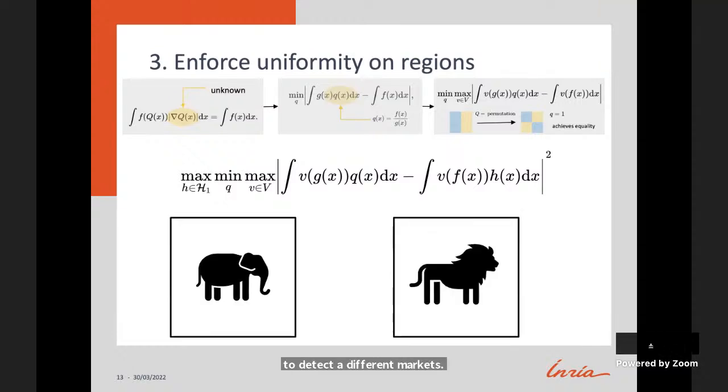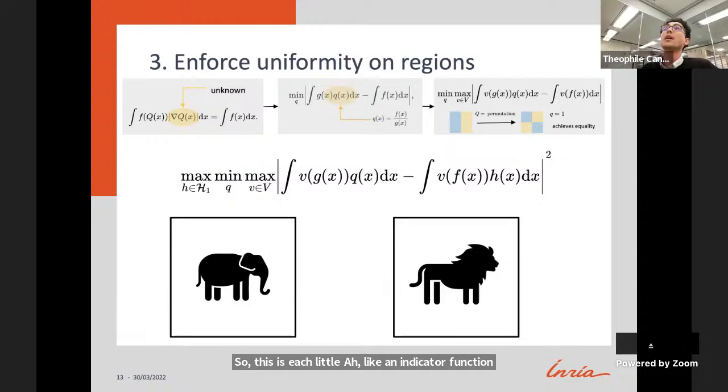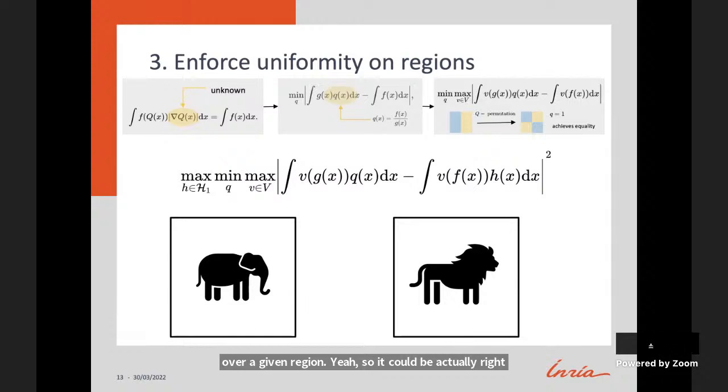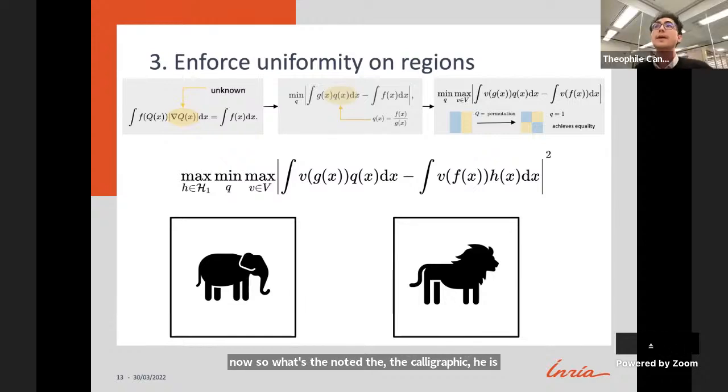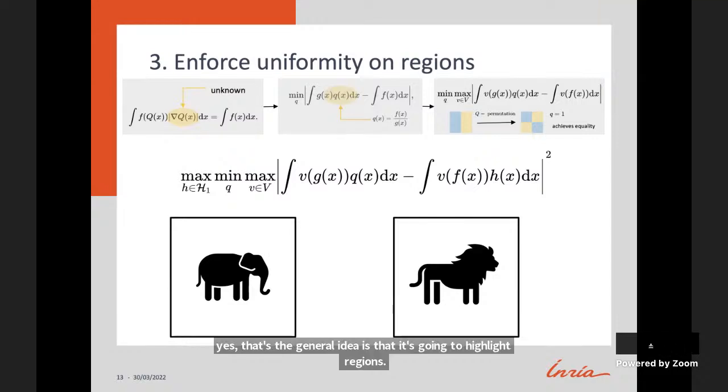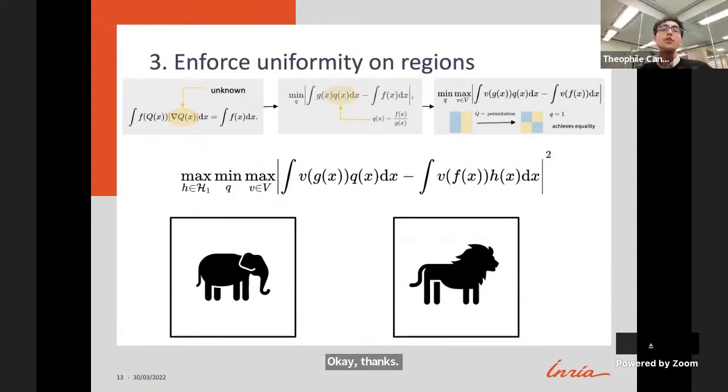Is each little h like an indicator function over a given region? Yeah, it could be. Right now, the calligraphic H is going to be a nice, well-behaved function space. Let's think about it as a Gaussian, a smooth weighting. So instead of being an indicator, it's going to be rather smooth. But yes, that's the general idea, that it's going to highlight regions. Actually, H1 is going to be the unit ball of an RKHS, but I won't go into too much detail, but that's the general idea.